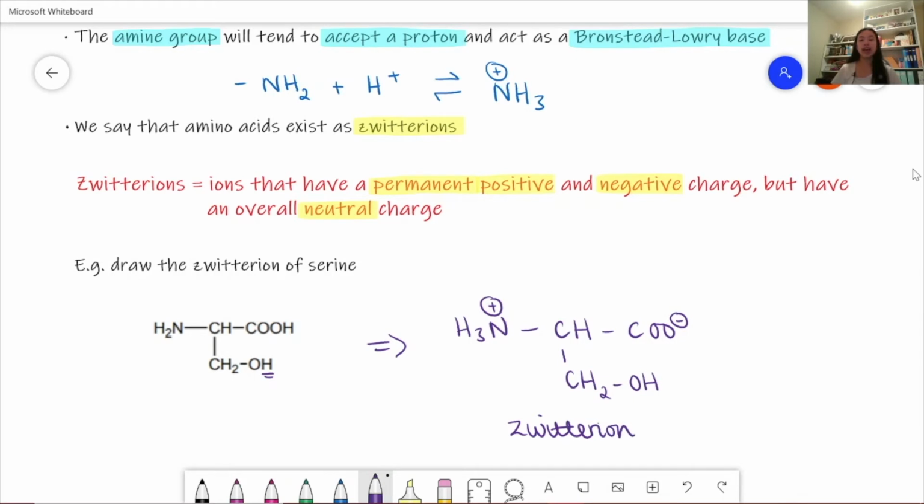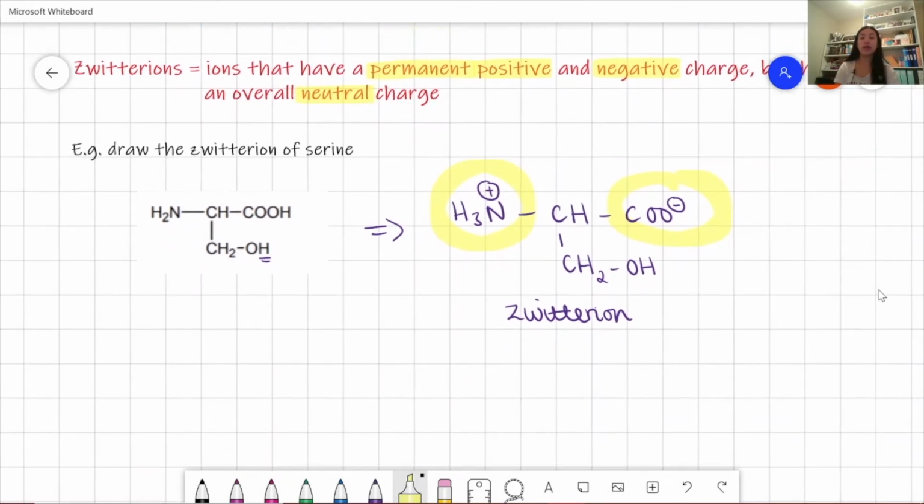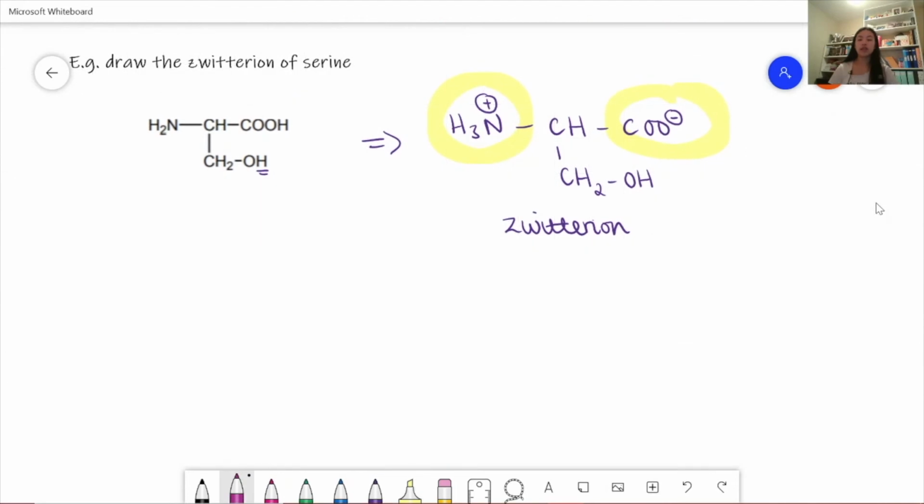So you can see that it has a positive charge here and a negative charge here, but overall, because we've got one positive and one negative, they balance out and we have a neutral charge. And we're now going to quickly look at the general formula for a Zwitterion. So we know that the general formula of an amino acid looks like this.